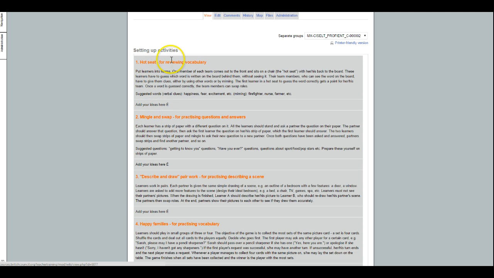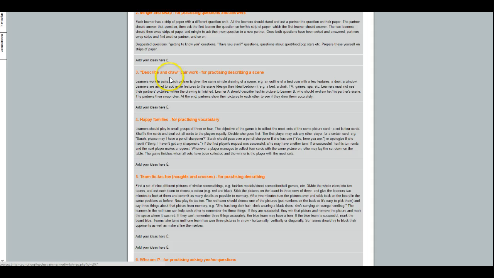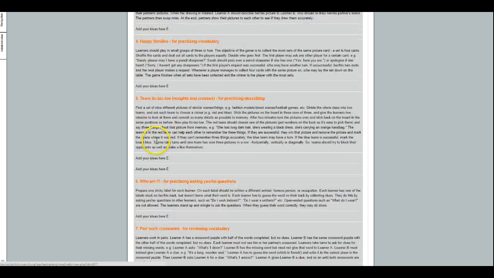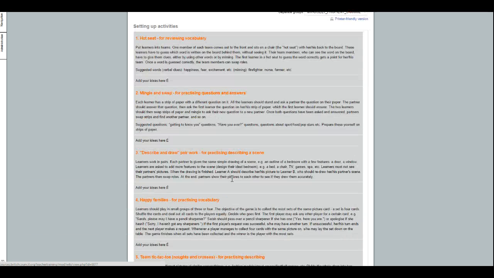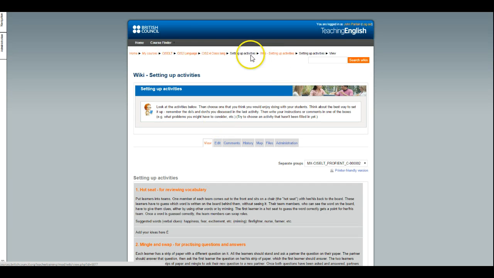So we have hot seat for reviewing vocabulary, mingle and swap, practicing questions and answers, describe and draw, pair work for practicing describing a scene, happy families for practicing vocabulary, team tic-tac-toe, knots and crosses for practicing describing, who am I for practicing yes no questions, and pair work crossword for reviewing vocabulary. We have 8 different scenarios here. Choose one.